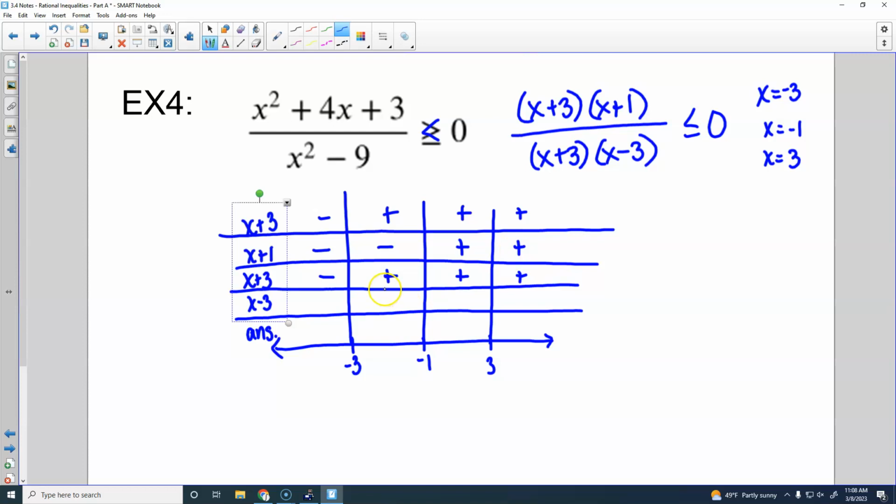And then for the last one, 3 would give me 0 for that. So that's the place I'm going to switch from negative to positive or vice versa. Anything below 3, like 0 maybe, is going to be a negative. So everything on the left-hand side of 3 is going to be negative. Everything on the right-hand side is going to be positive.